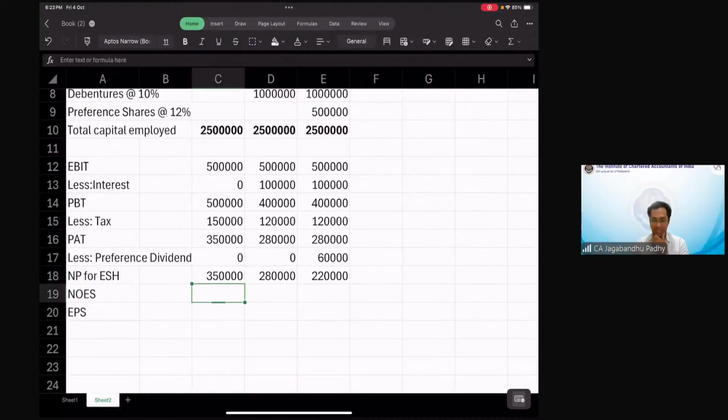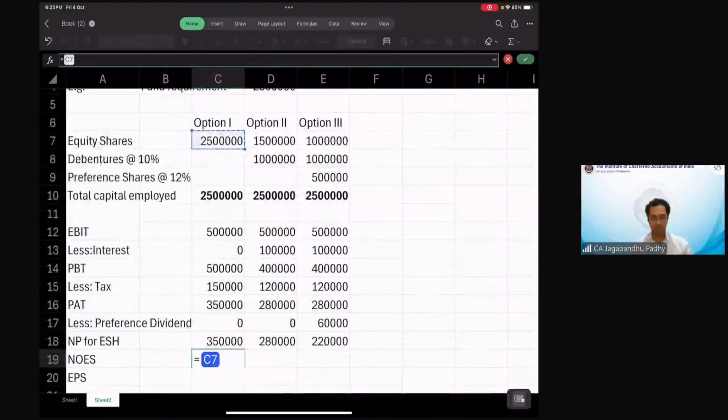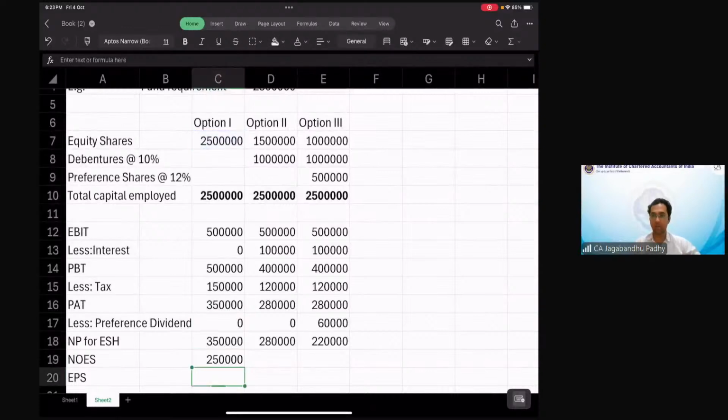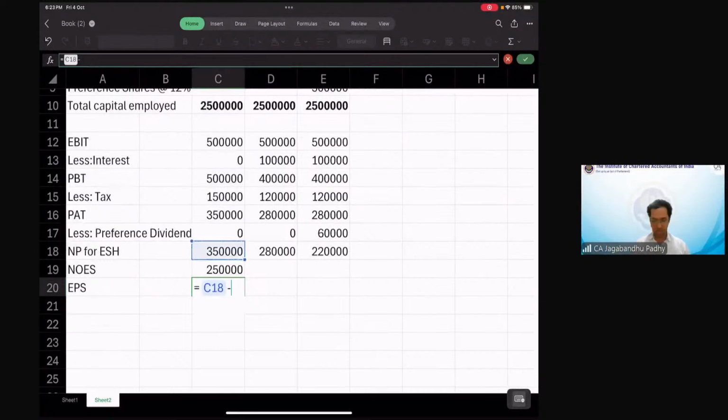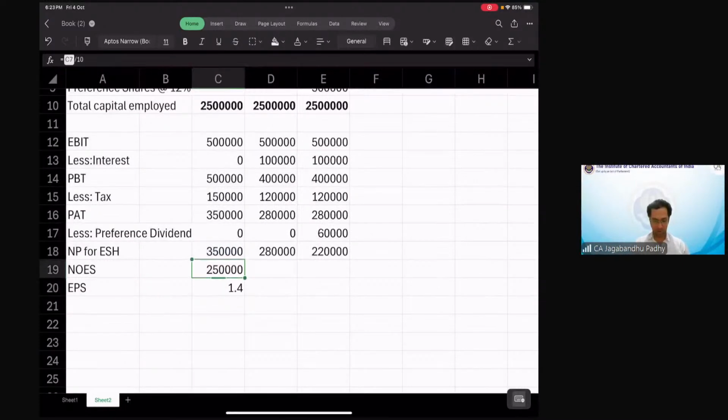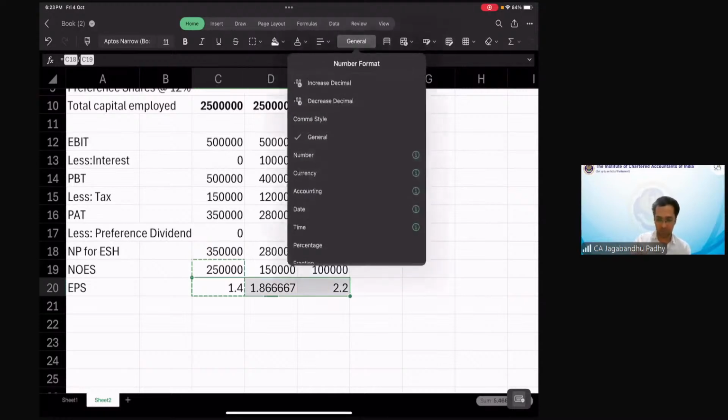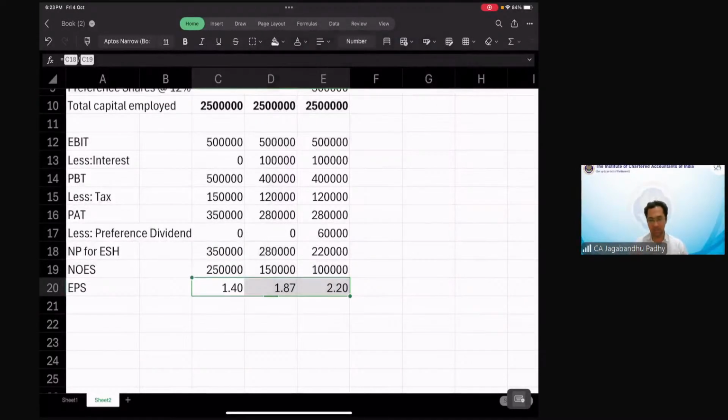So, let us see what is the EPS that we are generating. Let's say the number of shares was 25 lakh. Let me divide it by 10, 10 being the face value. So, let us compute the EPS. Here it is 1.4, whereas in other cases, you can observe that the EPS is 1.87 and 2.20. So when do you think shareholders' wealth is going to increase?